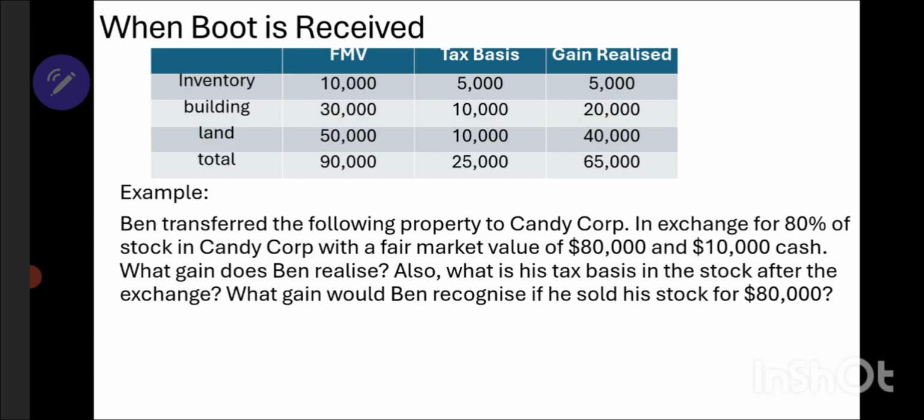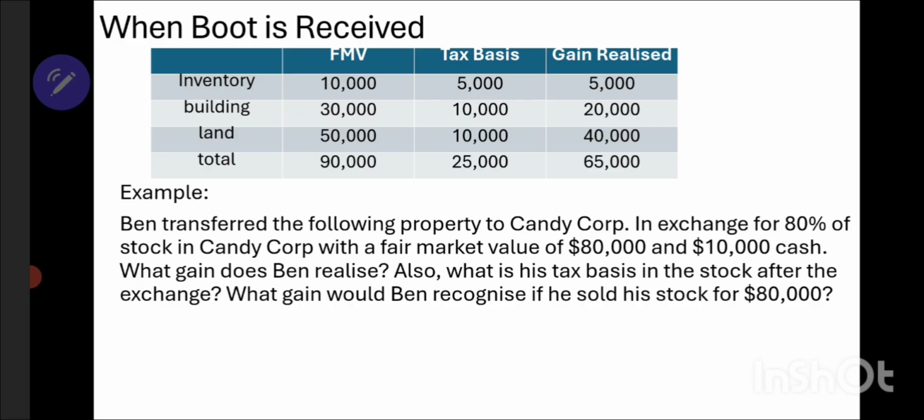Okay, when no boot is received, or when boot is received. Now, what is boot? What is boot? Boot is anything additional to the stock that the shareholder is receiving in this exchange. Okay, the shareholder must receive stock in order to defer this exchange. So it's going to be any property, any cash that we look at.